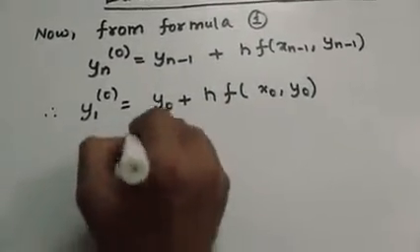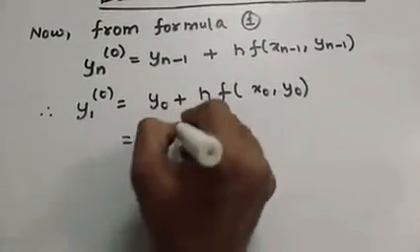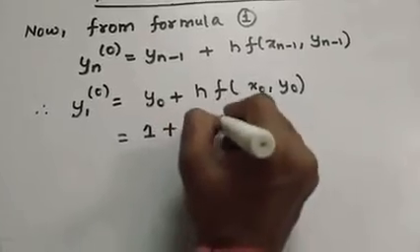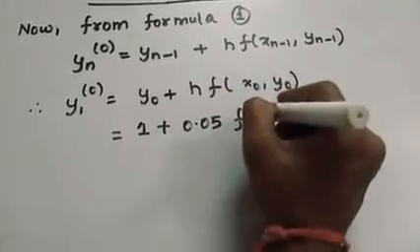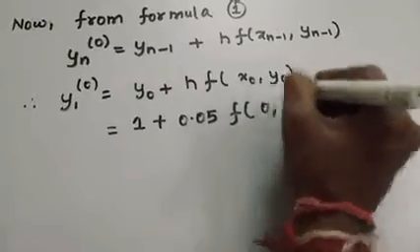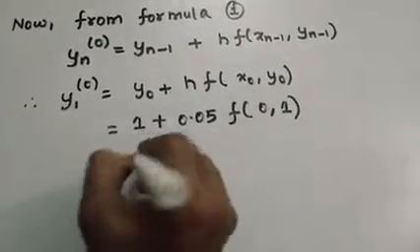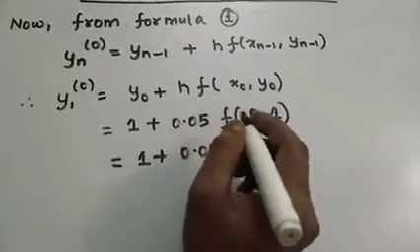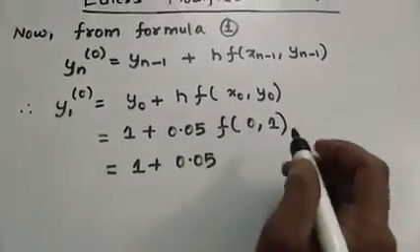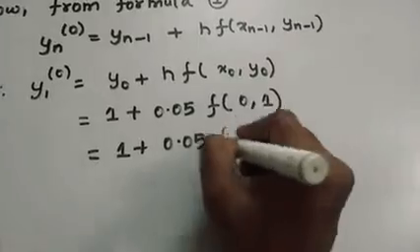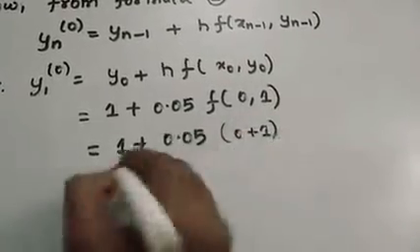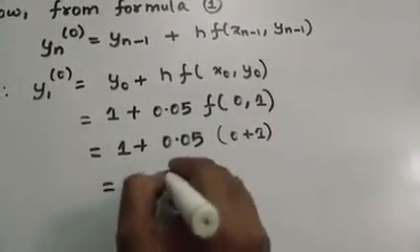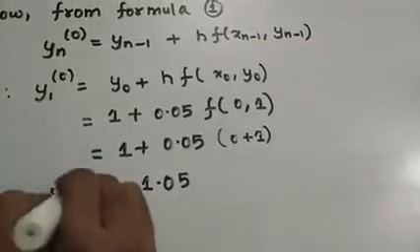Now we know the values. y0 in the given question is 1, h is given as 0.05, x0 is given as 0, and y0 is given as 1. Now let us put them in the function. The function was f of x, y equals x plus y, that is, their addition, 0 plus 1. So finally after solving we will get 1.05. So this is our y1 0.